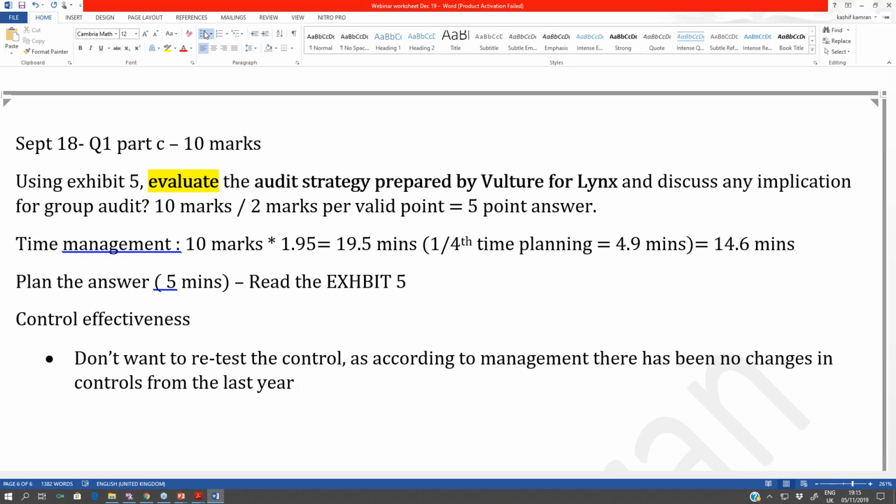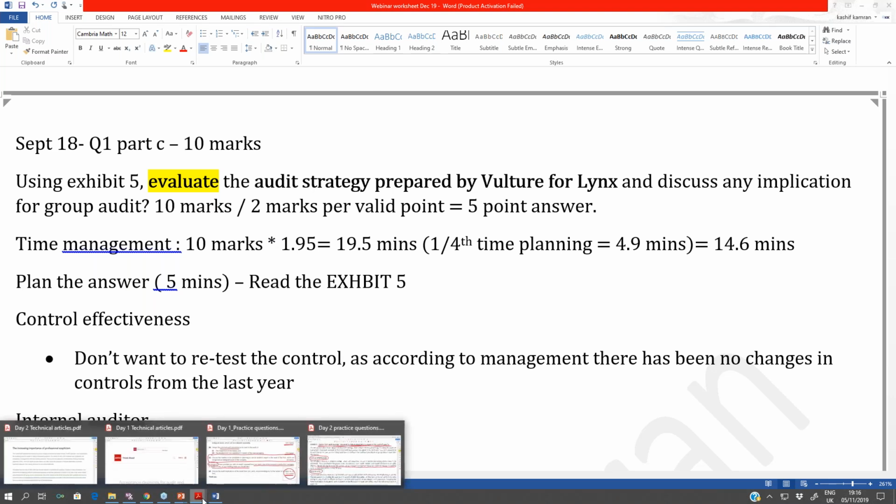So we cannot just rely on management, right? Till the time we do this ourselves and we retest the controls ourselves, and if there is no change, then we can reduce the substantive testing. But we need to do it ourselves, right? We cannot just rely on the management in this case. So that's one problem. Okay, let's go down reading the other problem. The other problem relates with internal auditor. Let's see what's the problem relating with internal auditor.